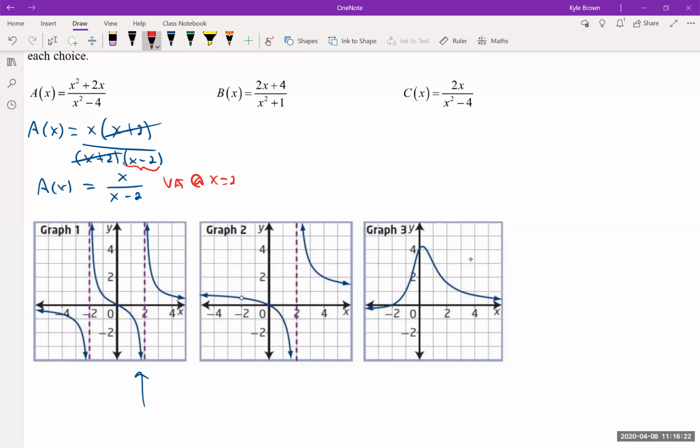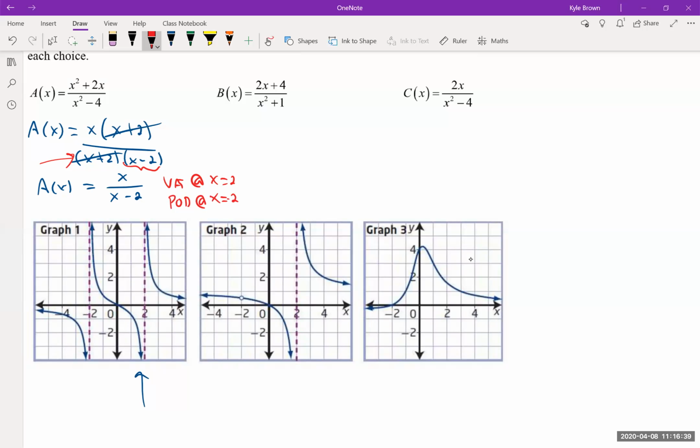And I also know that there would be a POD at the one that canceled out, right? That's what gives you a point of discontinuity, was the one that canceled. So there's going to be a POD at x is equal to -2. All right, so let's just look down here and see if there's any of those things.